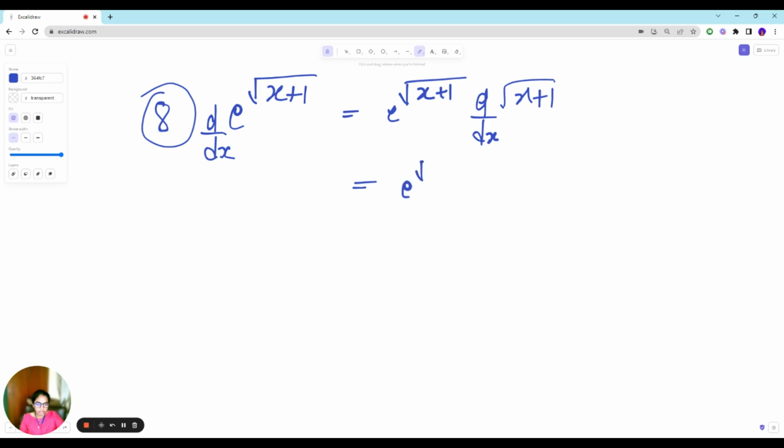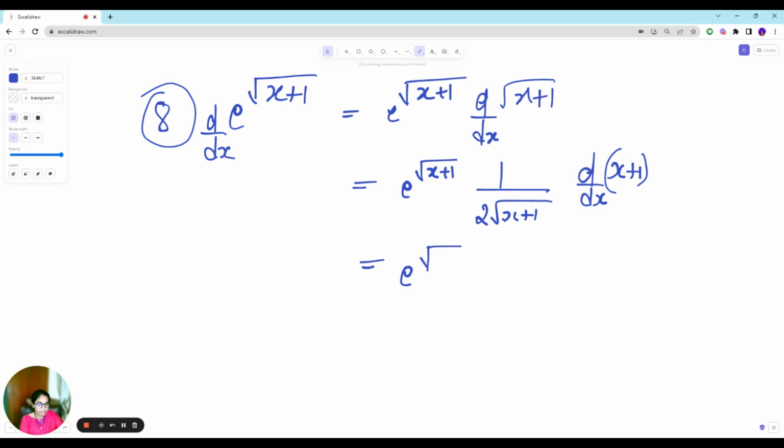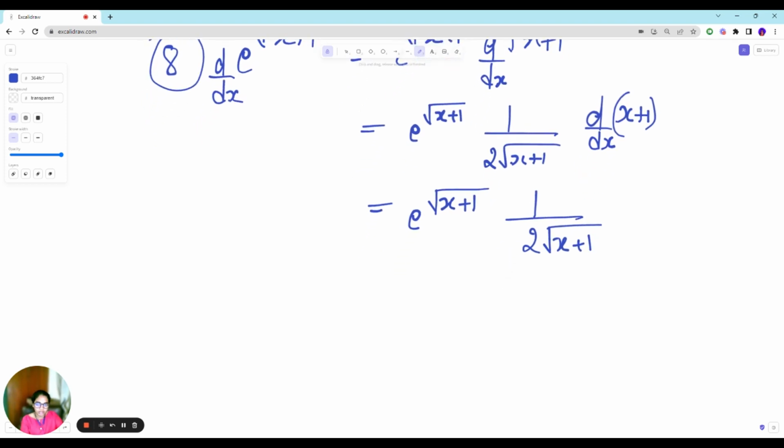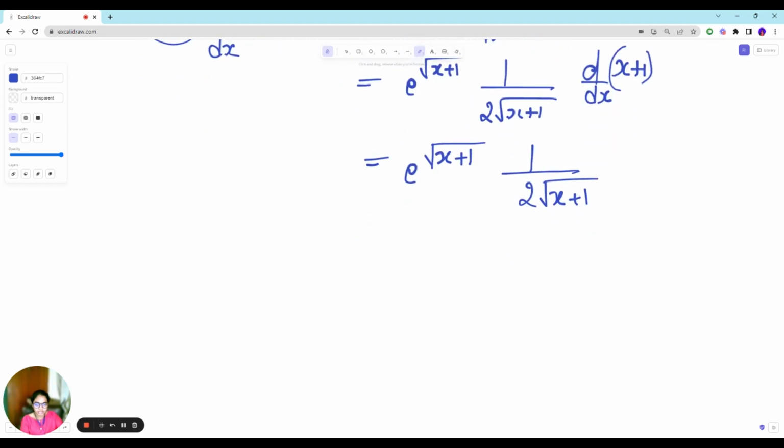So what would that be? E power root x plus 1. What is differentiation of root x? That is 1 divided by 2 root x. So in place of x, I have x plus 1. Then again differentiate x plus 1. I'm just applying chain rule twice. So this would be e power root x plus 1 into 1 divided by 2 square root of x plus 1 into 1. Okay, so that is the derivative of the given question.